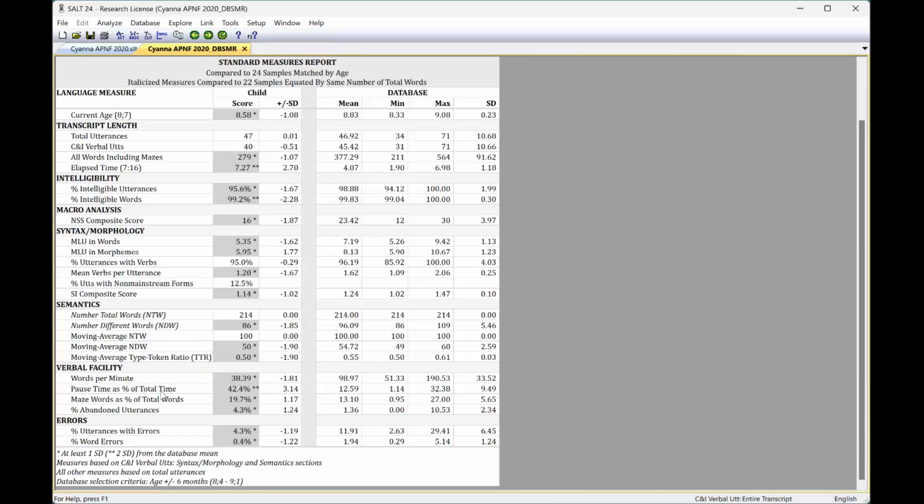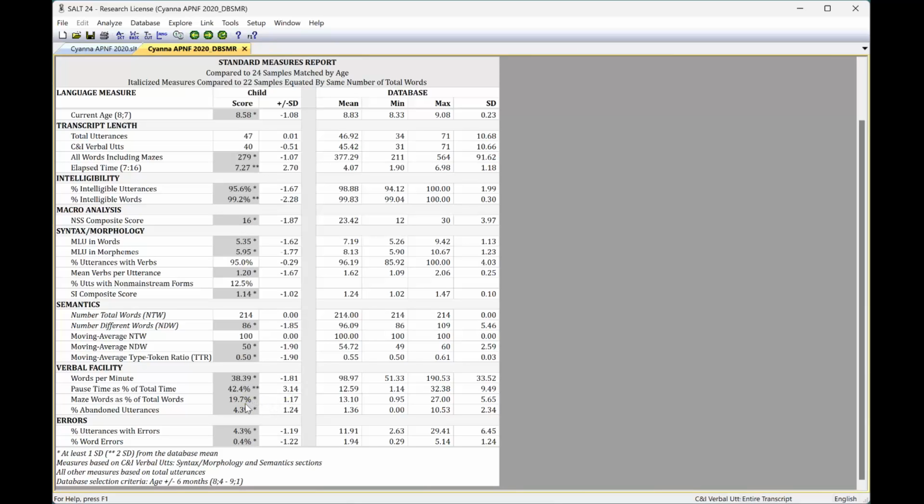So this is the words per minute, pause time, mazes. That's definitely an area of relative challenge for Cheyenne. Her speaking rate was a little bit slower. We noticed she had those very long, almost painful pauses within her transcript, so it's not a surprise. Pause time as percent of total time was 42%. That's pretty significant, and that number is higher than the database mean. So she's spending more time in a pause, and that would be an area of relative challenge for her.